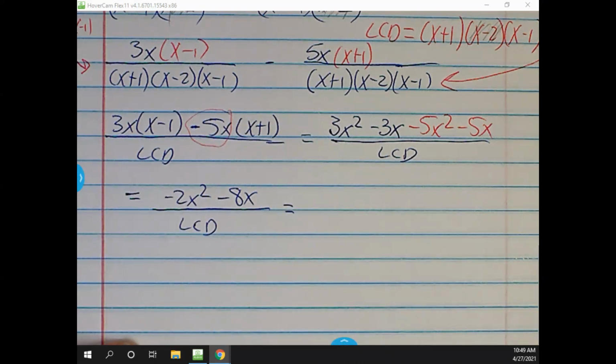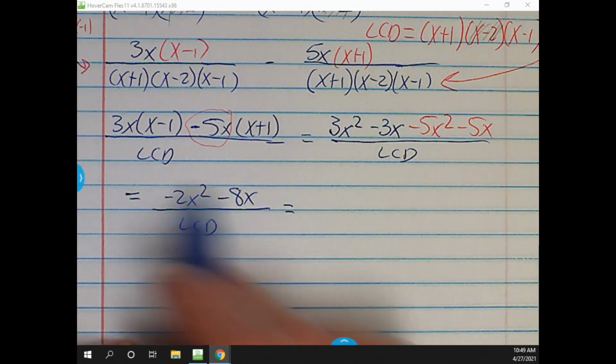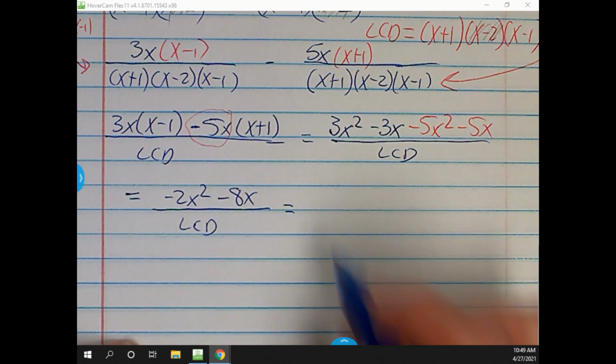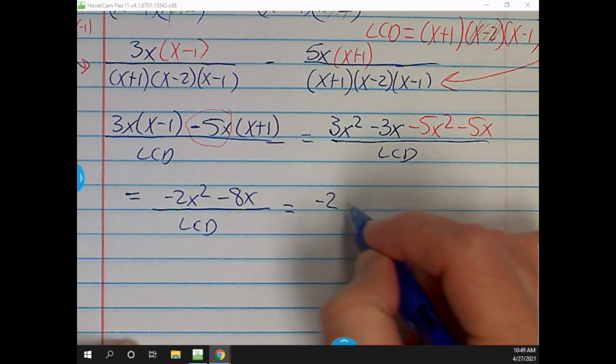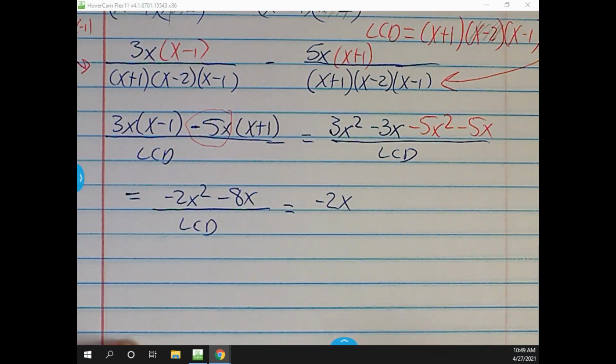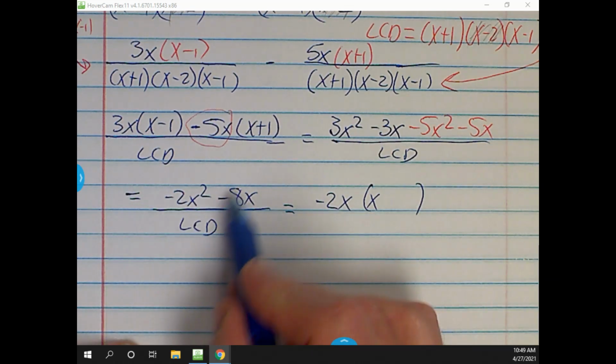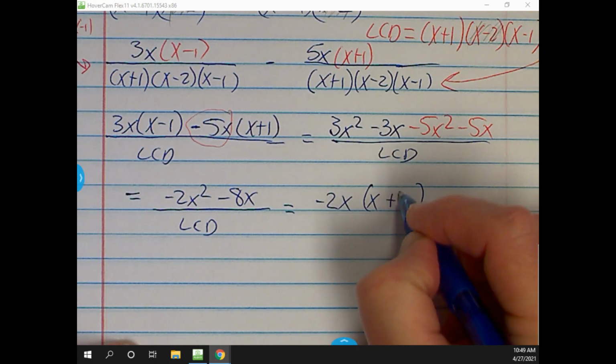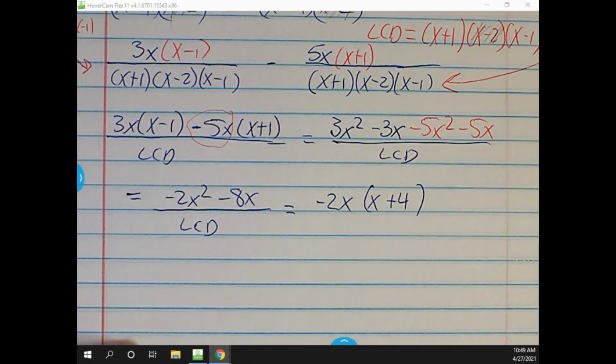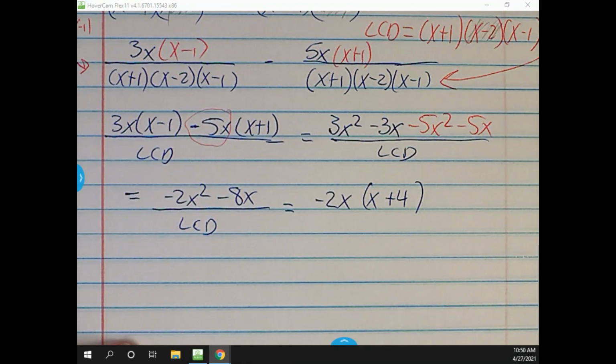Okay, and we still have one more step to do before we do anything else with the bottom. We've got the negative 2x squared minus 8x. This is where you have to factor this thing out as much as you possibly can. They're both negative and they're both even, and they both have an x, so we can take a negative 2x out of both of them. If we take negative 2x out of this, that'll leave you with one of the x's. Negative 8 divided by negative 2 is going to leave you with a positive 4, so that'll leave you with negative 2x times x plus 4.